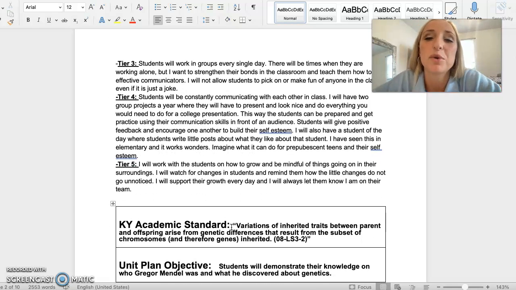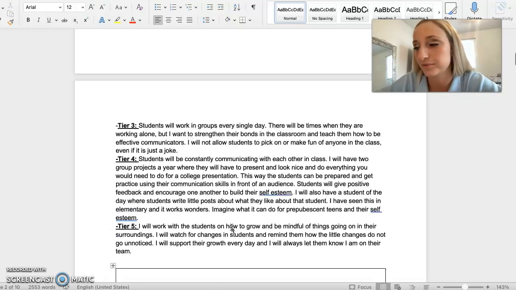Tier 5, I will work with the students on how to grow and be mindful of things going on in their surroundings. I will watch for changes in students and remind them of how little changes do not go unnoticed. I will support their growth every day, and I will always let them know that I am on their side.